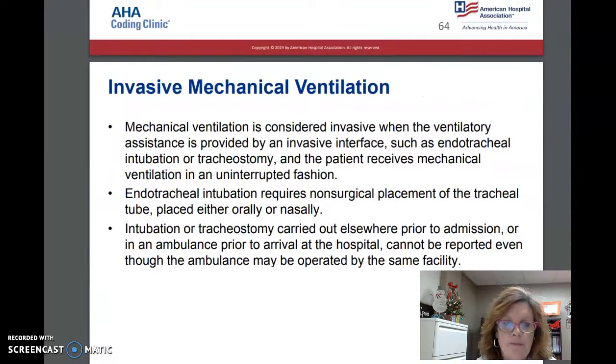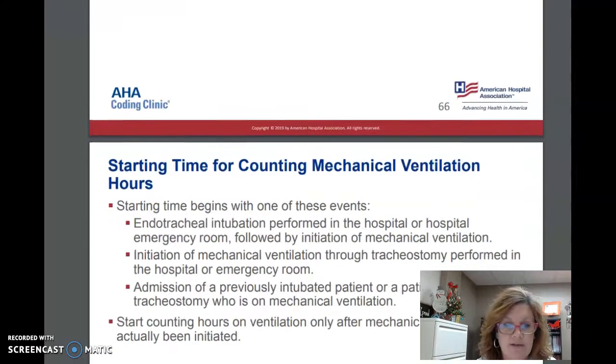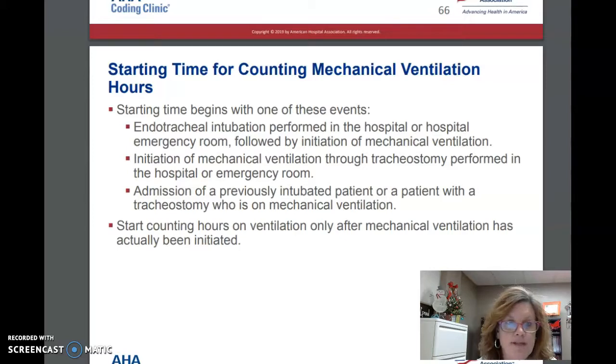The other thing you want to look at is duration. How long? Character 5 is less than 24 consecutive hours, 4 is 24 to 96, and then 5 is greater than 96. Let's look at the timing. The starting time begins with one of these events. Endotracheal intubation was performed in the hospital or hospital emergency room, followed by initiation of the mechanical ventilation. Or the initiation of ventilation through the trach was performed in the hospital or the ER.